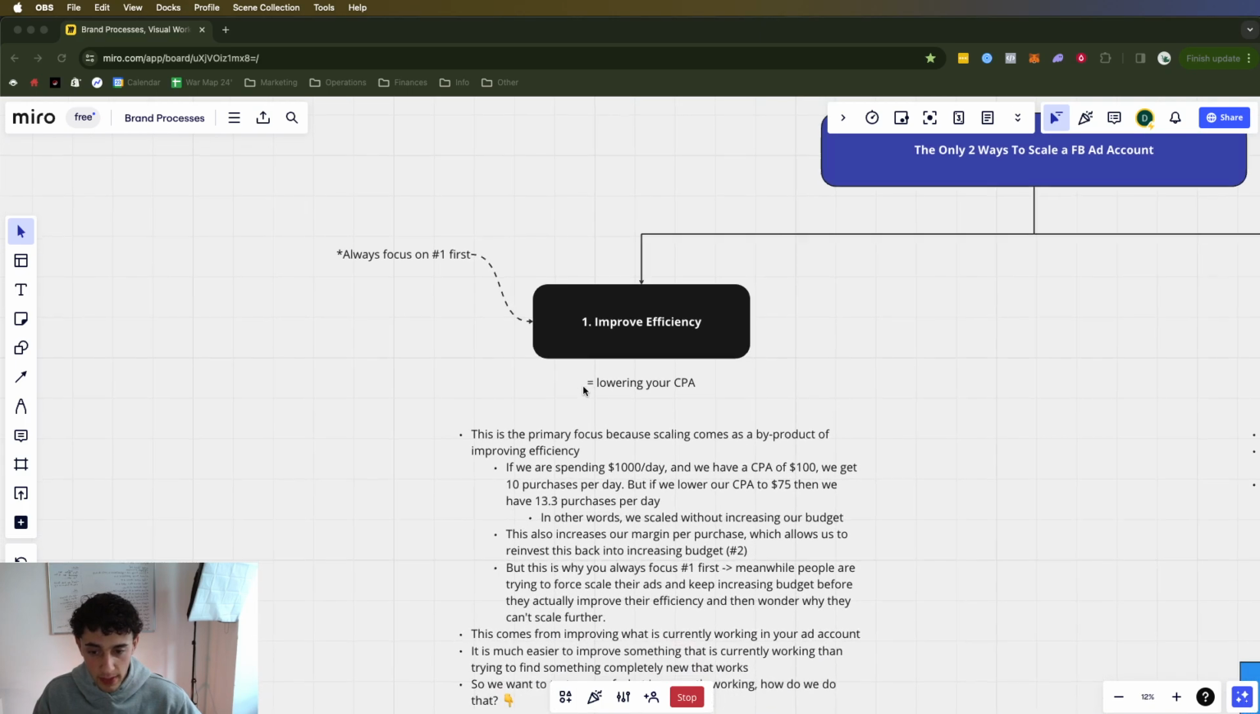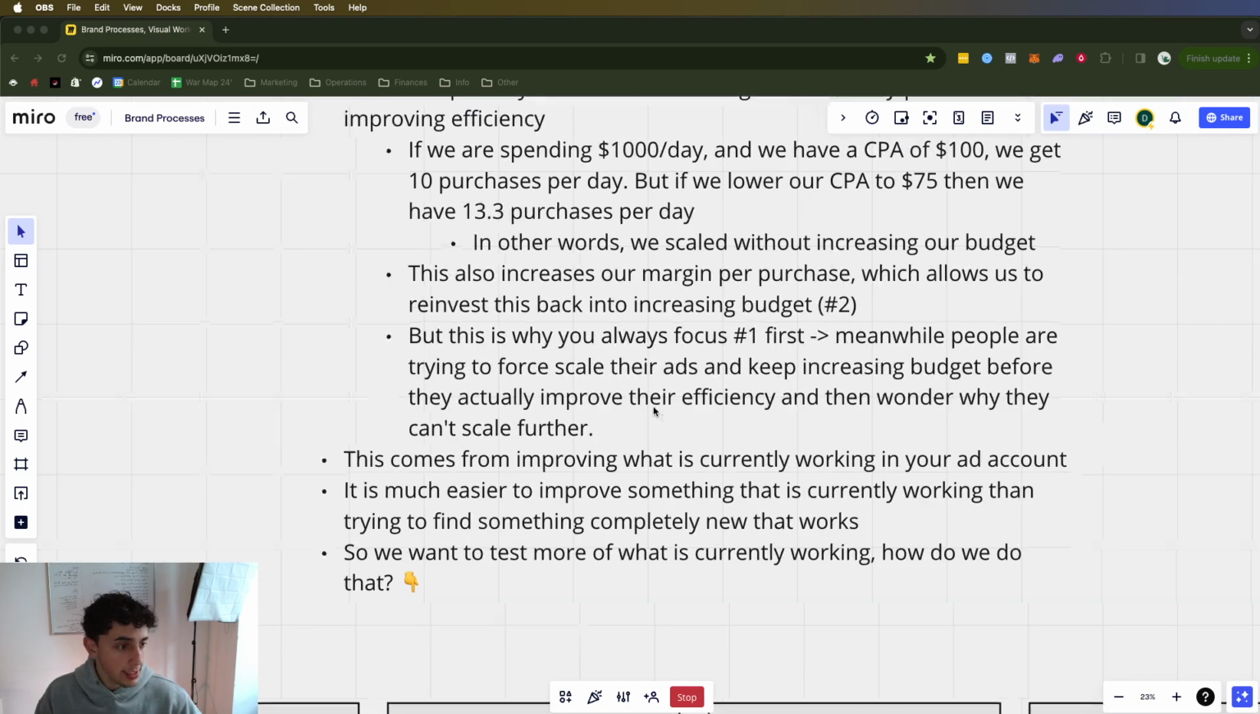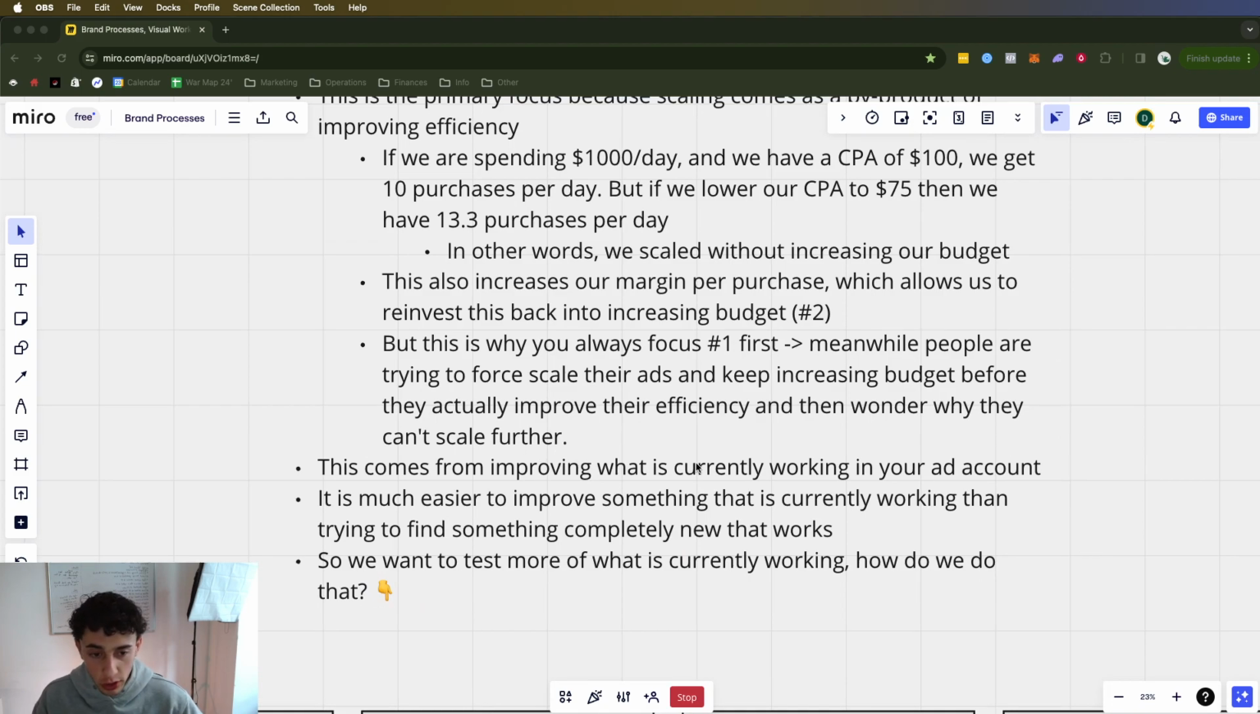So you have to improve efficiency. And well, how do you improve efficiency? Well, this comes down to improving what's currently working in your ad account, because it's much easier to improve something that is currently working than trying to find something completely new that works. And this is what improving your efficiency is: you have angles or ads that are working. We want to dive into them and improve them. And we do this versus testing a bunch of new random concepts that we've never tested before, because we know what's currently working. And it's going to be easier to improve the efficiency of things we know currently work.